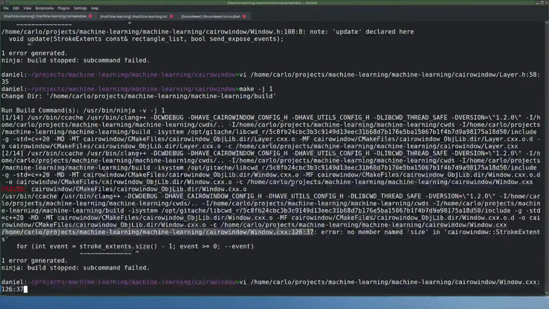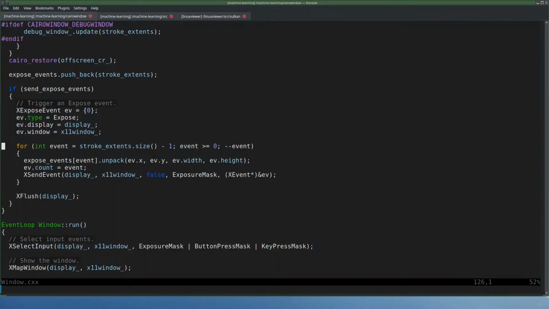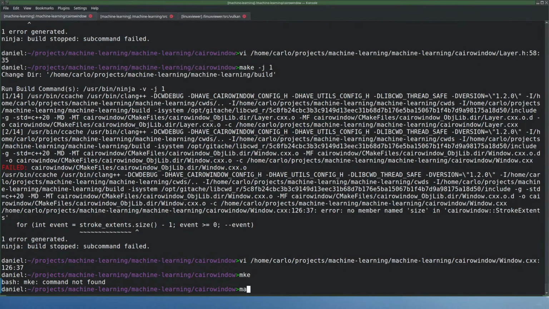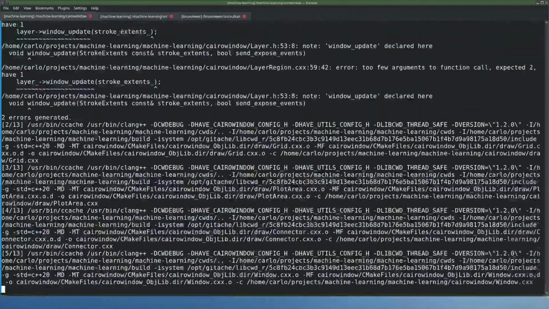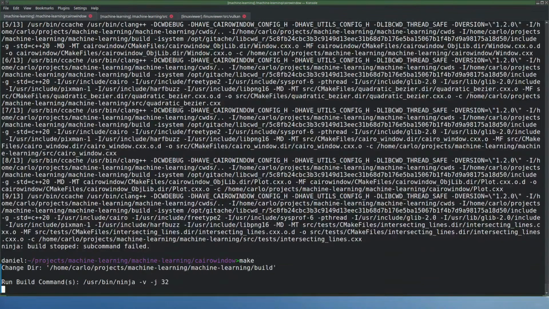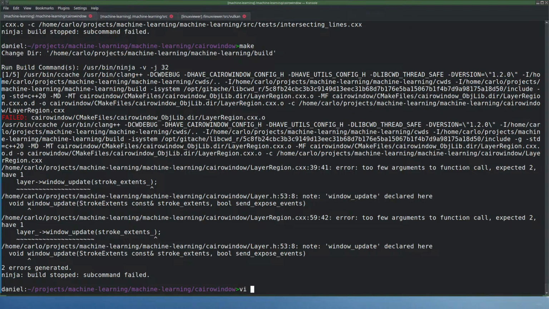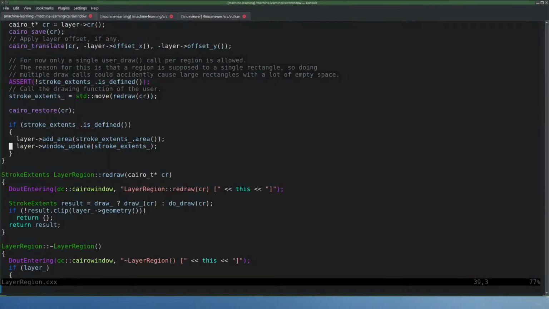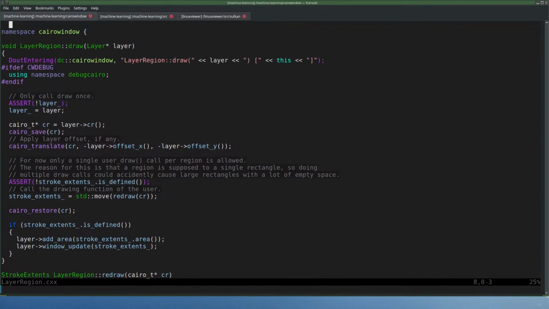What the hell? No memory name size in. I meant expose events. Go. What? Almost thought it compiled. Too few arguments. Window update. Yeah, still have to pass something here. That's a call to layer region rule.